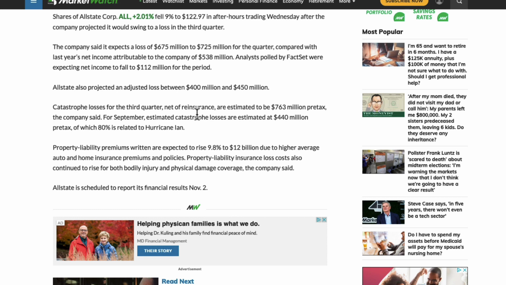Catastrophe losses for the third quarter, net of reinsurance. Reinsurance means that Allstate insures a whole bunch of properties, and then they say, that's too much exposure. So they go to another company called a reinsurer, and they sell some of their risk to the reinsurer. So that when there is a catastrophe, Allstate pays that out, but then has a claim against the other insurance company that insured it, so they get something back. So this is saying net of reinsurance, catastrophe losses estimated to be $763 million pre-tax. For September, estimated catastrophe losses are $440 million pre-tax, of which 80% is related to Hurricane Ian.